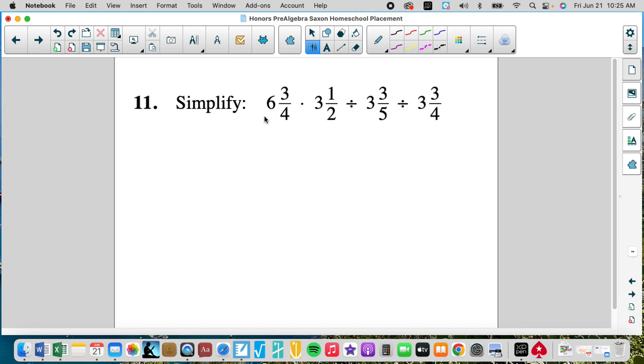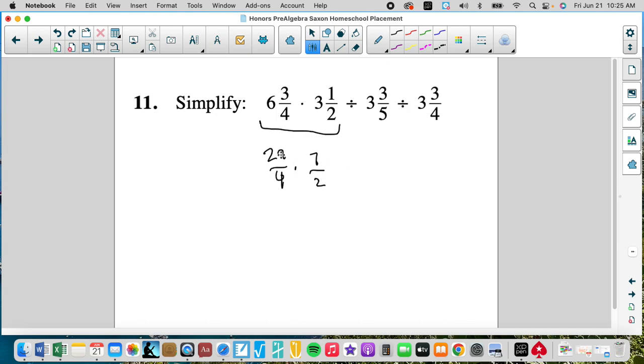So we have to simplify. There's lots of things going on here. We have multiplication, division. Order of operations tells me to do multiplication and division, which are equal, from left to right. These are all mixed numbers. We're going to have to turn them into improper fractions. So 4 times 6 is 24, plus 3 is 27 fourths, and 2 times 3 is 6, plus 1 is 7 halves. Now we want to try to reduce.